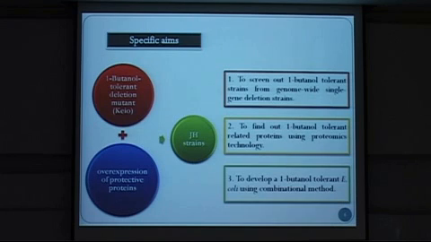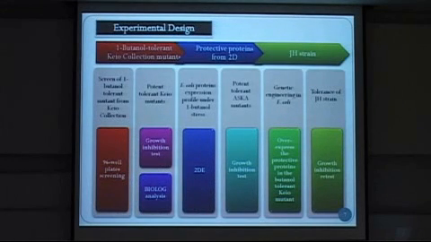In our major goal, we are trying to screen out a butanol-tolerant strain from genome-wide single-gene deletion mutants, and to find some 1-butanol tolerance-protective proteins using proteomics approaches, and to develop a 1-butanol-tolerant E. coli using the results from these two parts. This is the experimental design. In the first two parts, we find the mutants as candidates and find some protective proteins, and combine them in the third part.